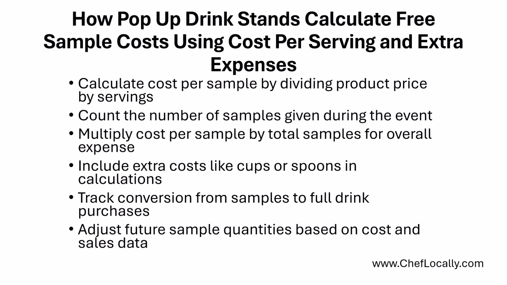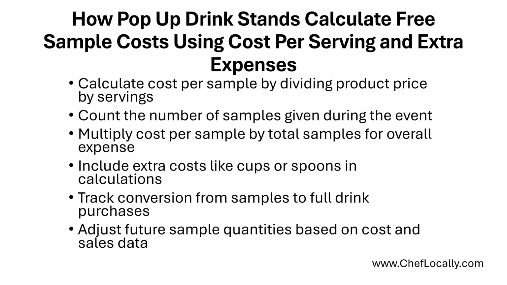Pop-up drink stands often use free samples to attract customers, but they have to be careful about how much it costs them. First, they figure out how much each sample costs by dividing the price they paid for the full product by how many servings they can get from it. For example, if a bottle of juice costs $5 and gives 10 servings, each sample costs 50 cents.